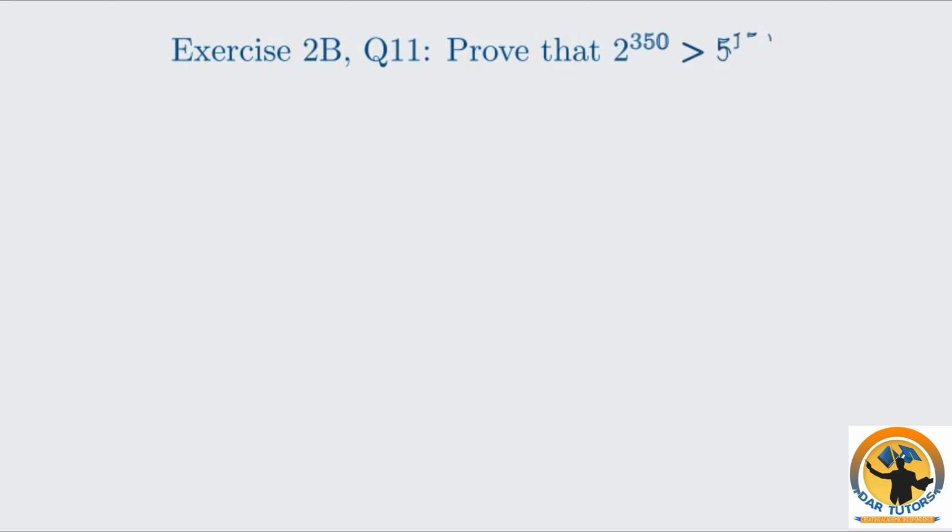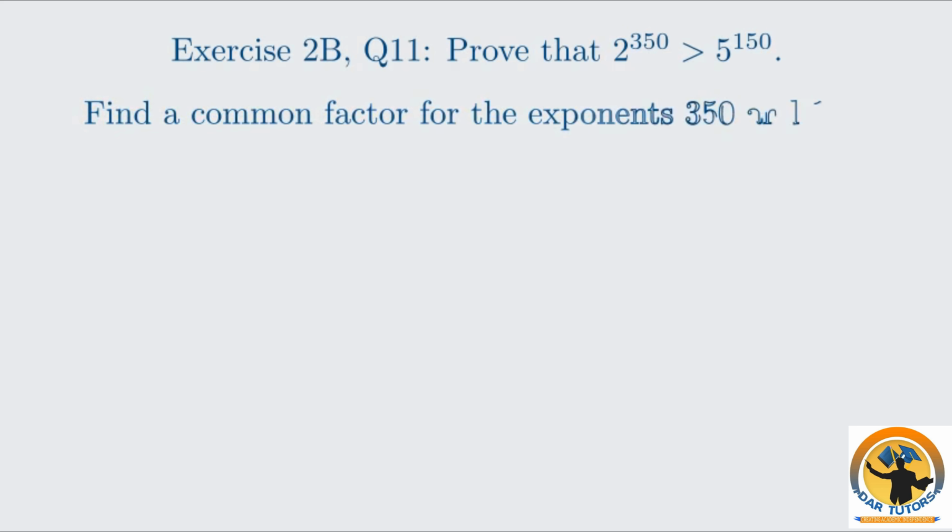Let's conclude with a final problem, exercise 2b, question 11. This is a proof that relies on the properties of exponents. We need to prove that 2 to the power of 350 is larger than 5 to the power of 150. The numbers are too large to calculate directly. The strategy is to simplify the exponents by finding a common factor. The exponents are 350 and 150. The greatest common factor of 350 and 150 is 50.